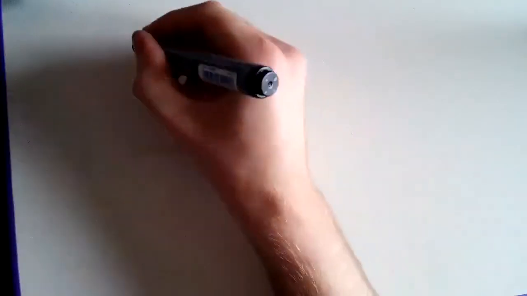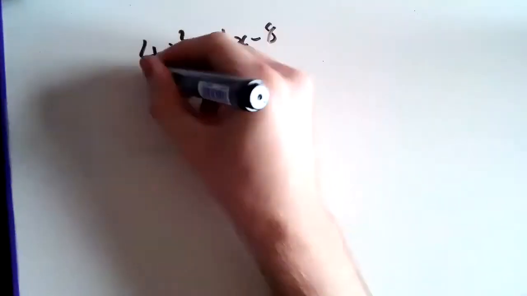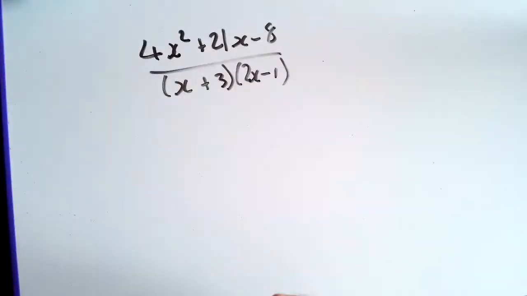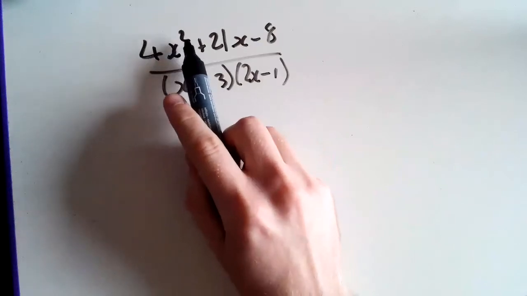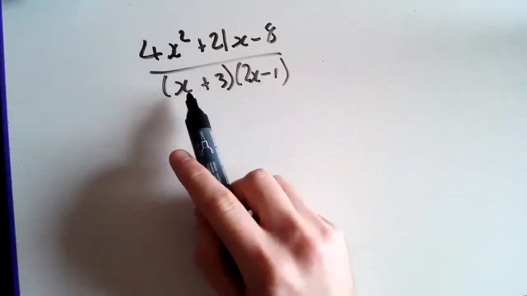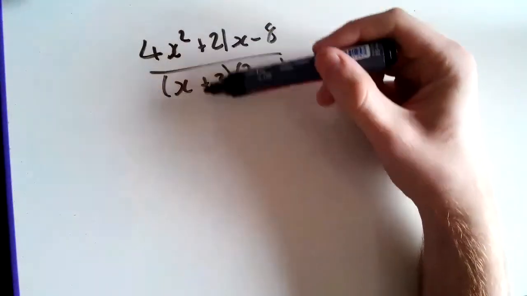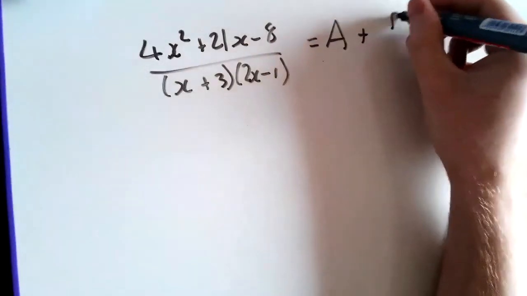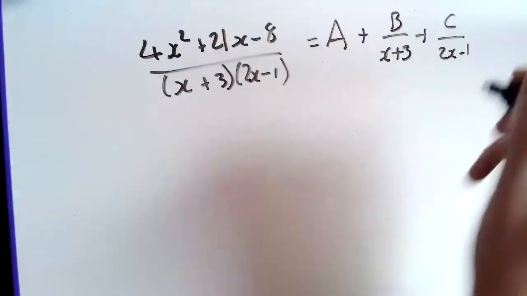And last one, partial fractions. So we have (4x² + 21x − 8) over (x + 3)(2x − 1). So first thing we need to check is it proper or improper? Well, I've got an x² in the top, and if I expand the bottom, I have an x² in the bottom. So it's improper, and the powers are the same. So x² divided by x² will give me just a number. So I have a number plus something over (x + 3) plus something over (2x − 1).